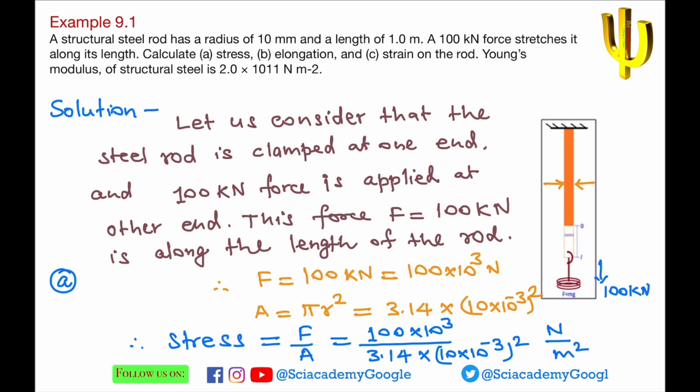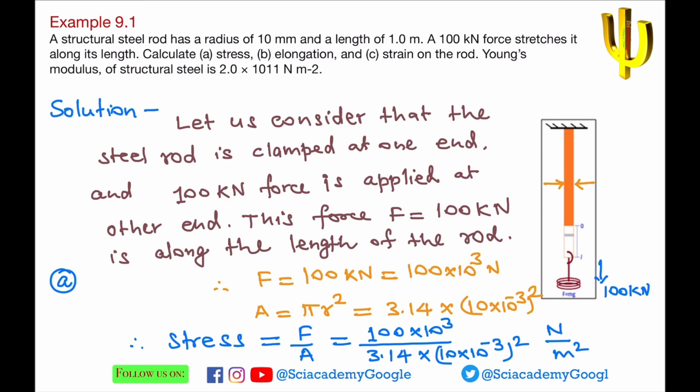To solve the problem, let us consider that this is a rod and its one end is clamped with the solid surface, and on the other end a force is applied, which is 100 kilonewton. Because of this force, this rod will come under tensile force. That means it will start stressing. So let us consider that the steel rod is clamped at one end and at the other end 100 kilo Newton force is applied.